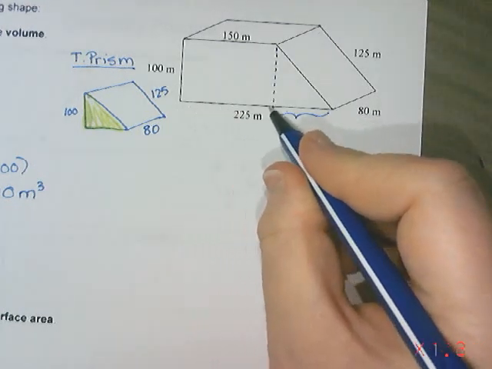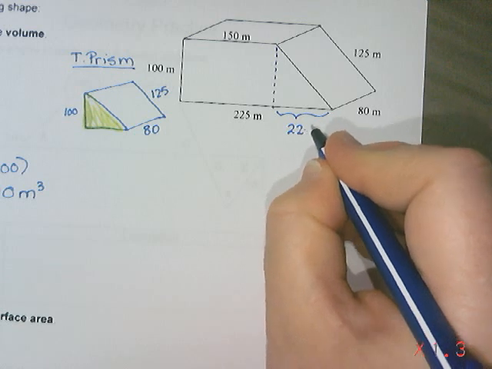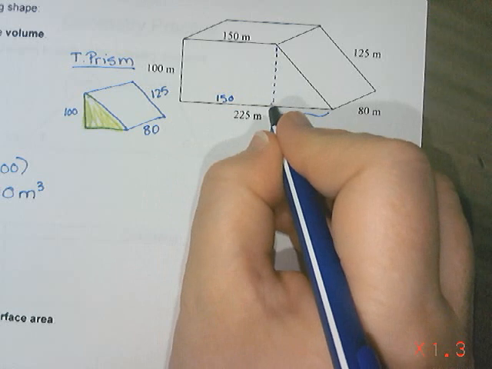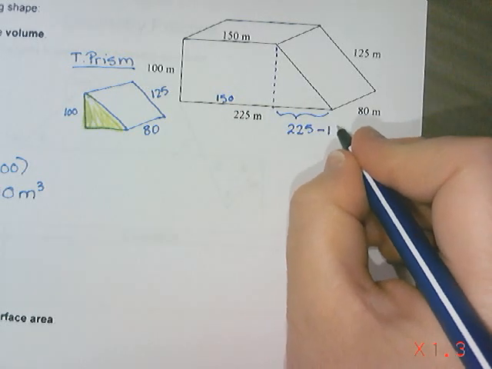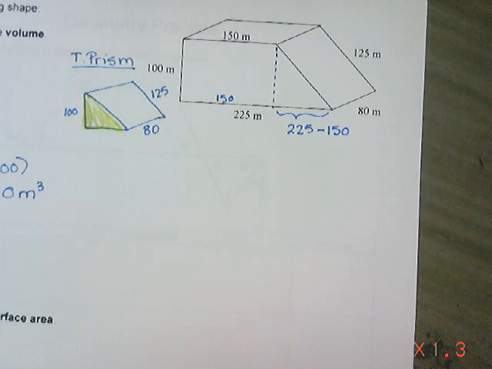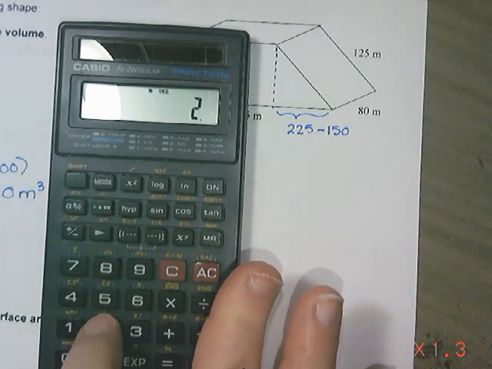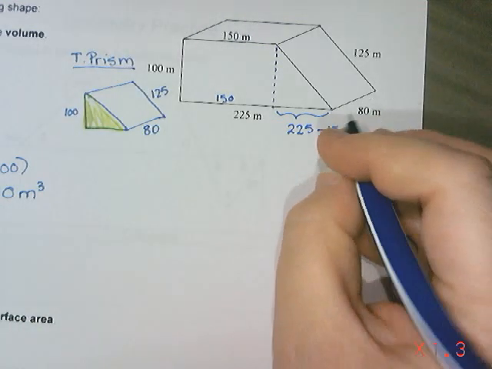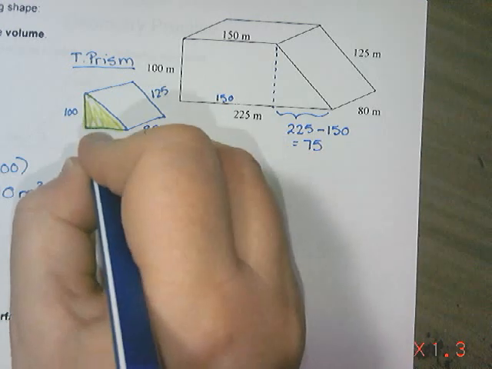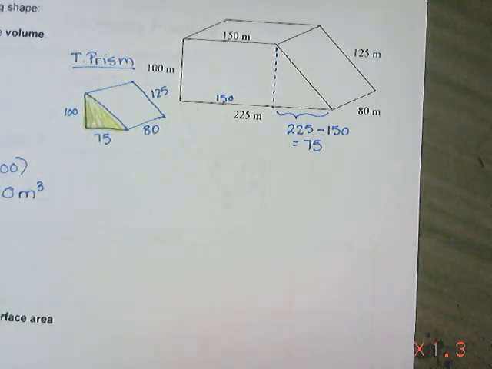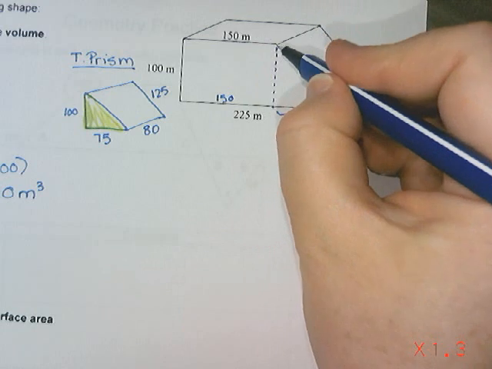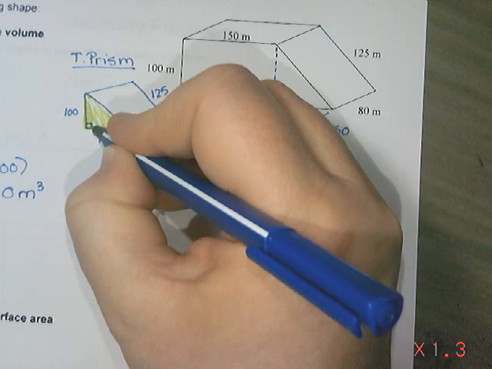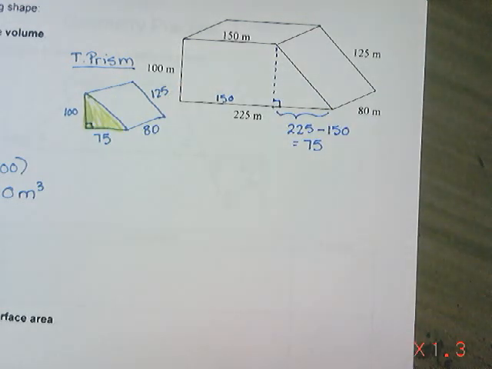So I know the whole length is 225. And then I know that just this part here is 150, the part for the rectangular prism. So if I subtract 225 take away 150, I get that that little section there is 75. All right, only other thing that I am going to label, when I cut this, it did create a 90-degree angle there, if that helps.